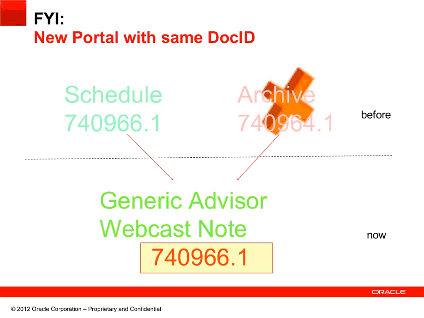This is just a reminder slide here that the current advisor webcast schedule and the archived recordings can be found on our new portal using the ID number that's listed there, 740966.1. Let's take a look at that portal. Go to the next slide, please, Rajesh.